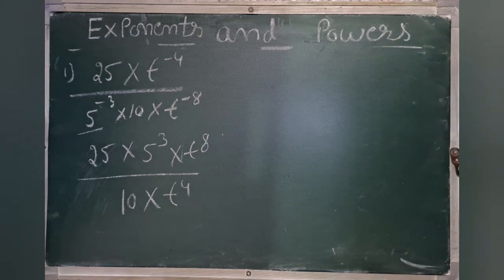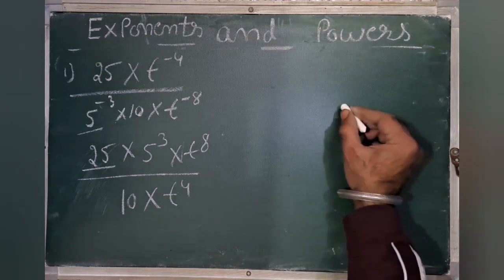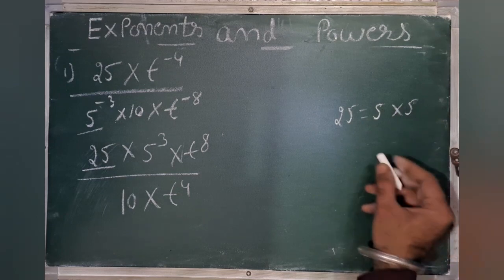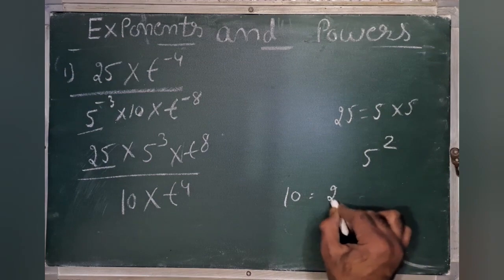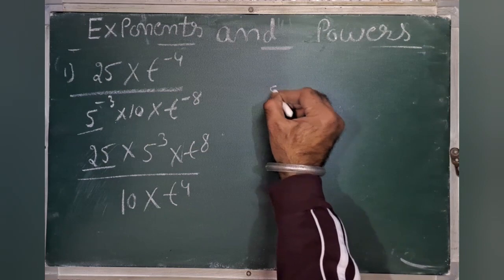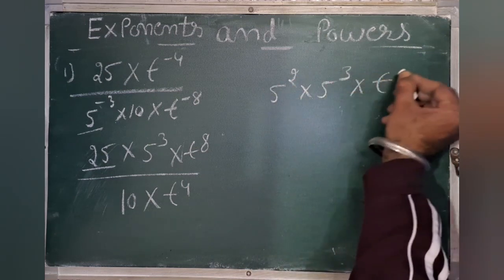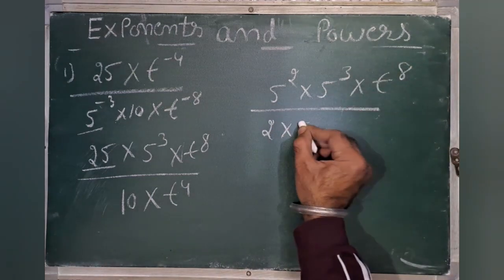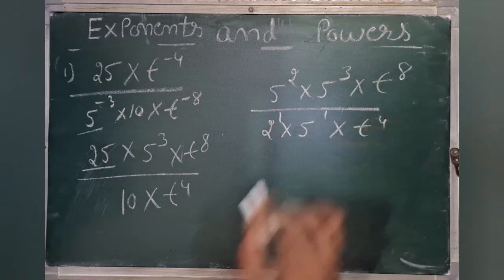what is the next step? We factor if possible. So 25, how we can write 25? 25 is 5 multiply 5, 5 times 5, otherwise 5 power 2. And 10, how we can write? 2 multiply 5. Now, so 25 we write 5 power 2. Again 5 power 3. Then t power 8 upon 10, that means 2 multiply 5. And t 4. So this power is 1, this power is 1.